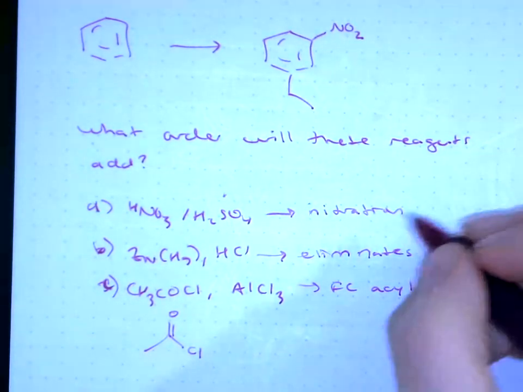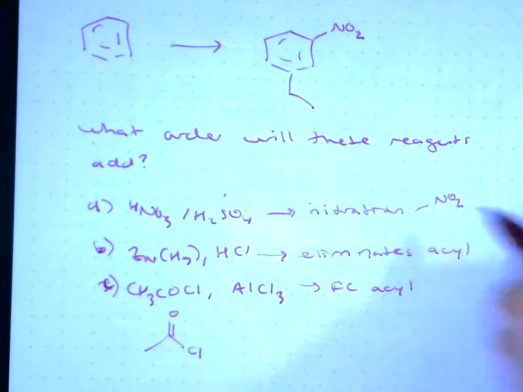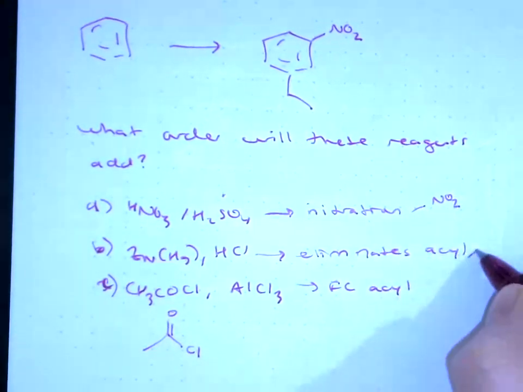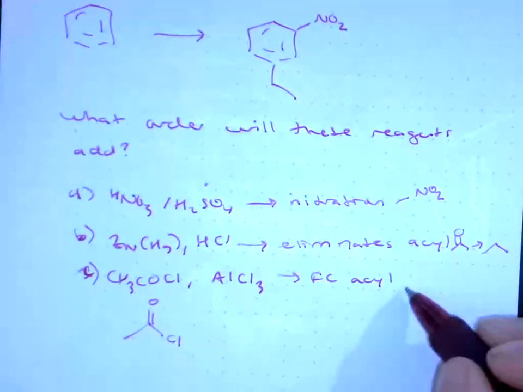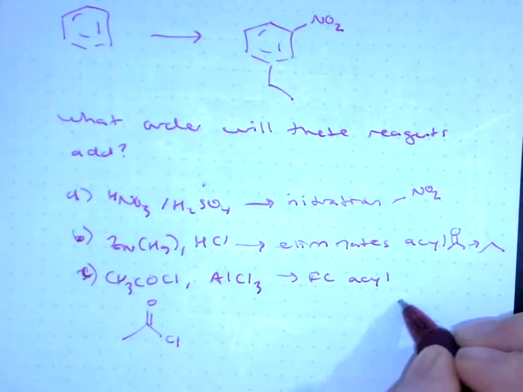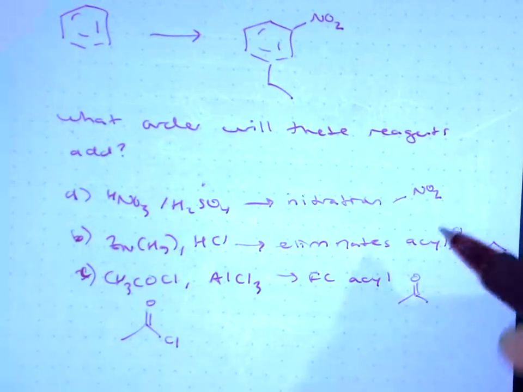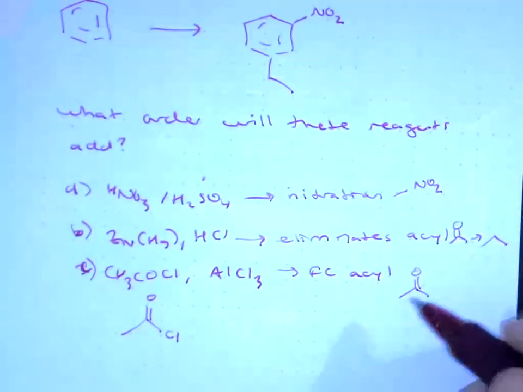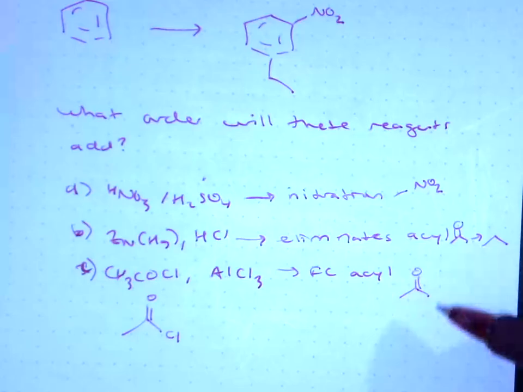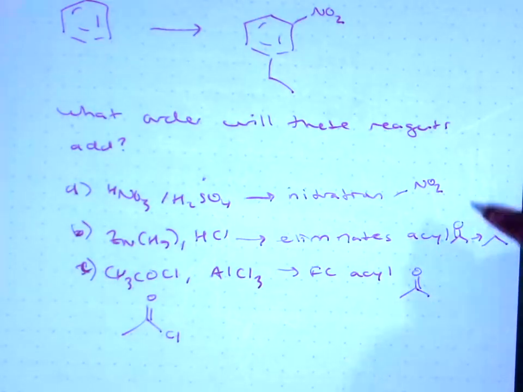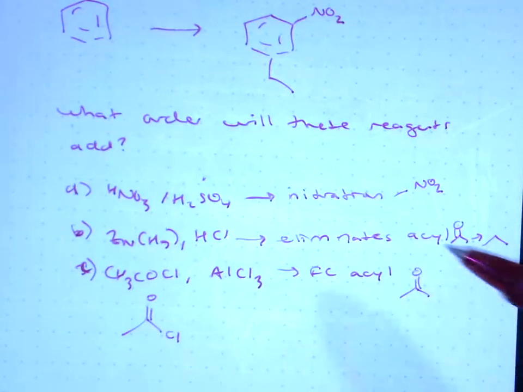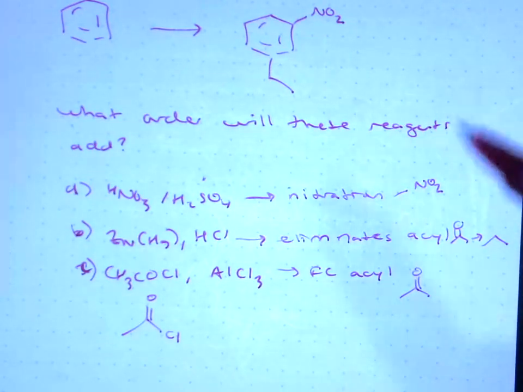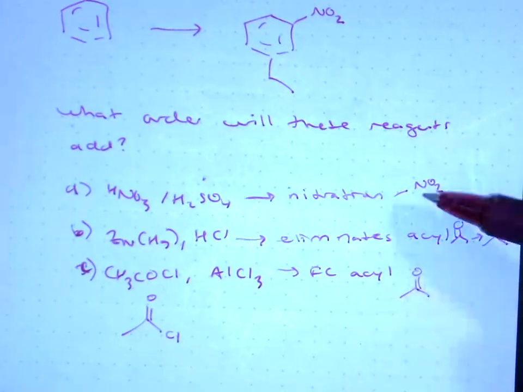When I look at all these, I know this would add NO2. This would turn a carbonyl into just a plain carbon chain. And this would substitute a hydrogen on an aromatic ring for this group right here. So these are the things I'm getting from these different reagents. That's the first thing, that you just need to know what each of these reagents will do. And then I think, okay, now what order am I going to add them in?